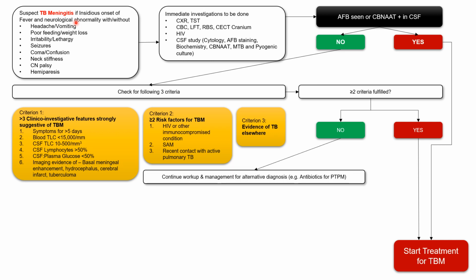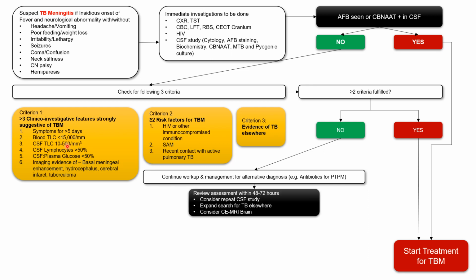So next we will continue workup and management for alternative diagnoses like partially treated pyogenic meningitis. We have to give antibiotics. We will suspect that maybe it is not a case of tubercular meningitis, maybe this is a case of partially treated pyogenic meningitis, because all these features may be present in partially treated pyogenic meningitis also. So we will give empirical antibiotics and continue workup, monitoring and management, and review assessment within 48 to 72 hours. We have to review the patient within 48 to 72 hours.